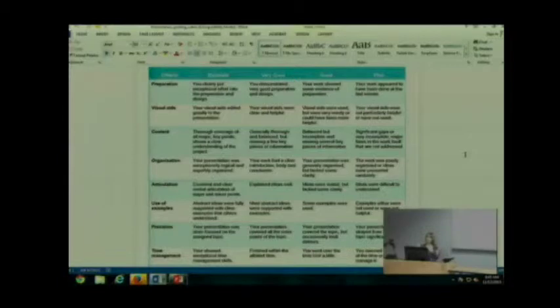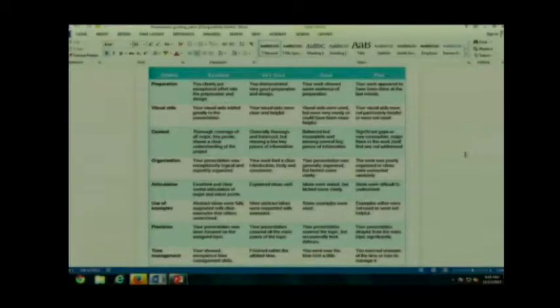Now, here's another thing about your group presentation. I'm not the only one who is rating you. Guess who else rates you? All of you. You guys get to rate each other.